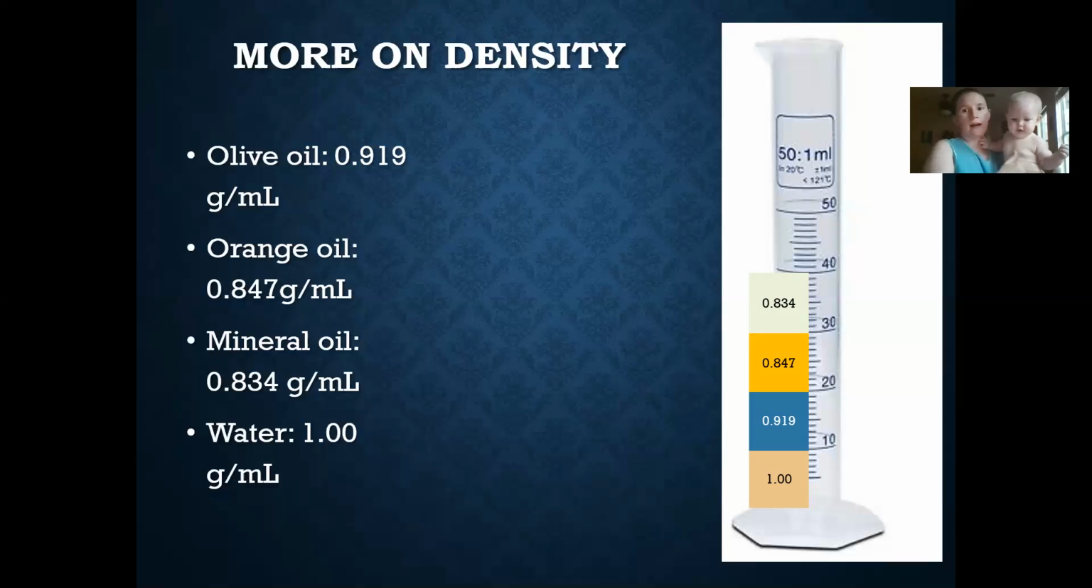Lastly, you remember that ice has a density of 0.93 grams per milliliter. So where is it going to float? The answer is, since 0.93 is less than 1.00, but it's higher than 0.919, it's going to float on top of the water, but under the olive oil.